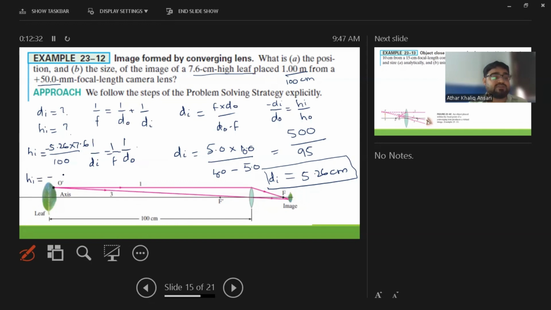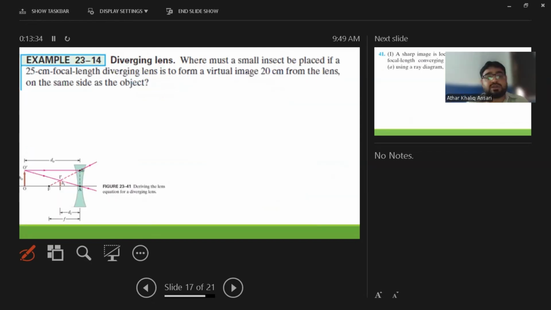So height of the image is 0.39976, so negative 0.4. What does this negative sign represent? What is this 0.4 mean? It means that it is smaller, and negative means inverted.